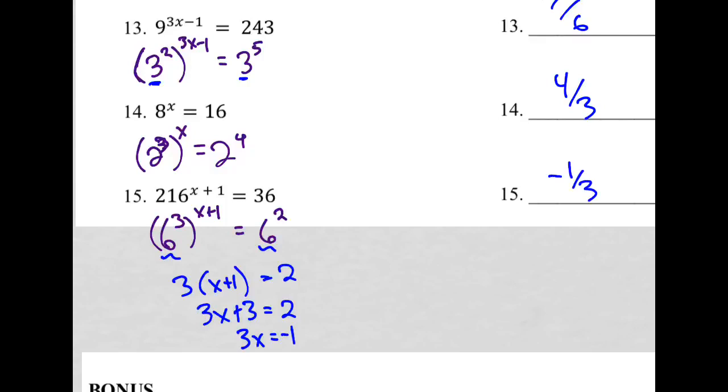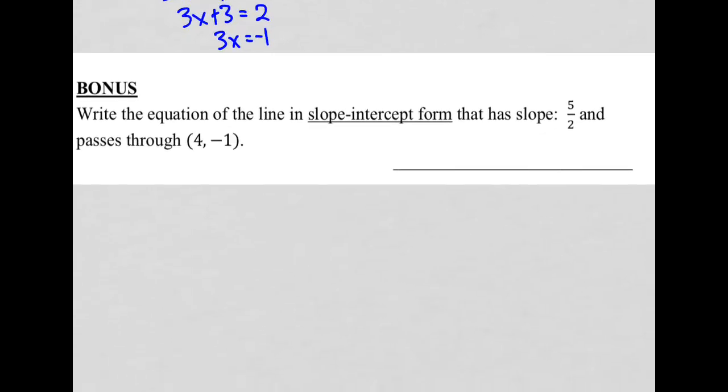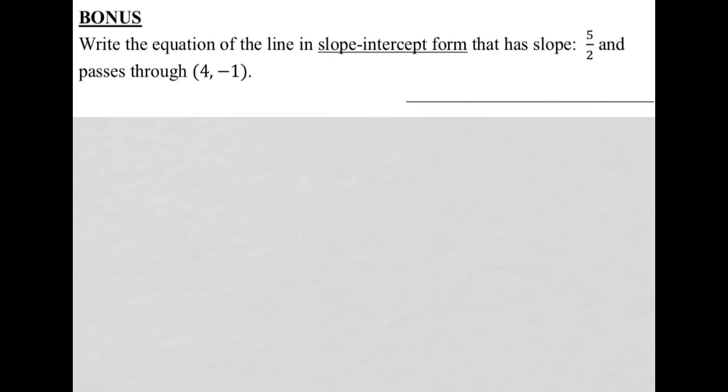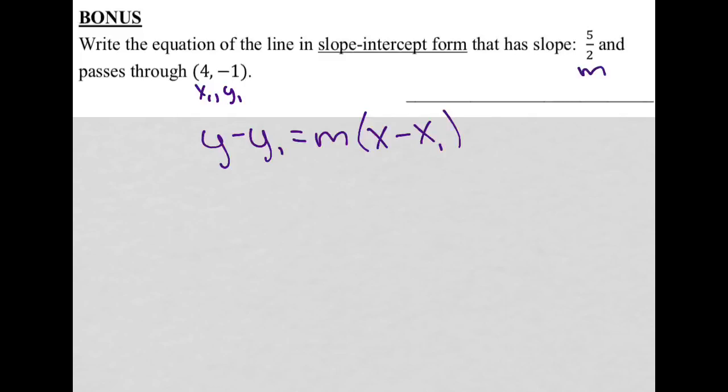Okay. Now I want to go ahead and work the bonus. It's been a while since we've done one of these. We were given a point and we were given a slope. And so hopefully you remember point-slope form. y minus y1 equals m times x minus x1. And then we have the x1, y1 to plug in. And we have the slope to plug in. And so here we go. y minus a minus 1 equals 5 halves times x minus 4.